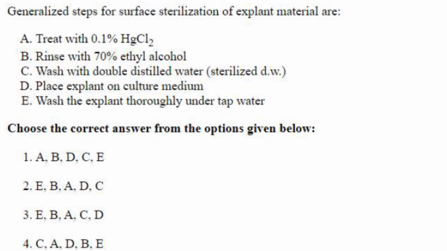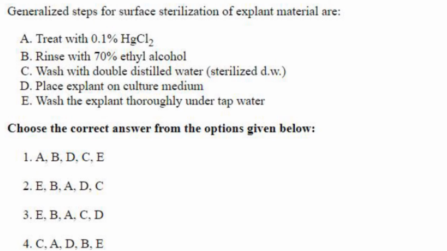Then next one. Generalized steps for surface sterilization of explant material are. First you have to wash the explant thoroughly under tap water, that is E. Then comes rinse with 70% ethyl alcohol. Then treat with 0.1% HgCl2. Then wash with double distilled water. Then you place the explant on culture medium. So the answer here is E, B, A, C, D.